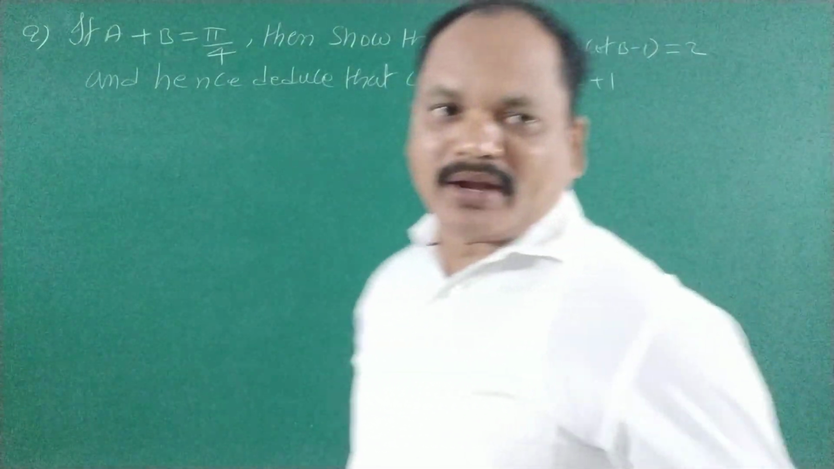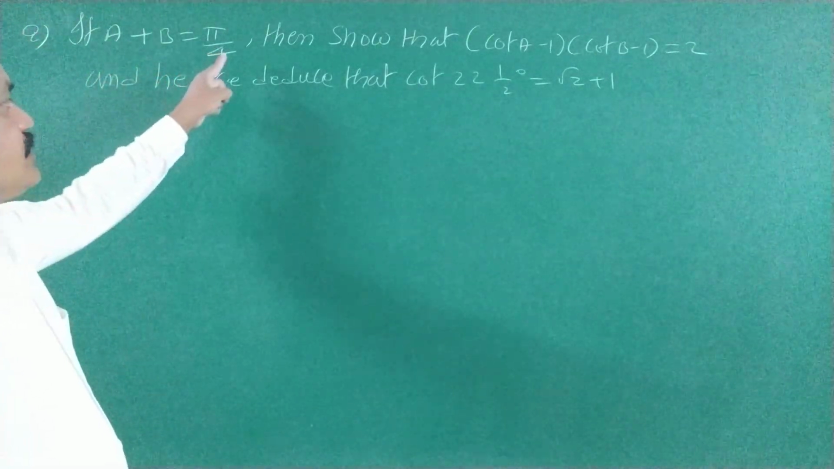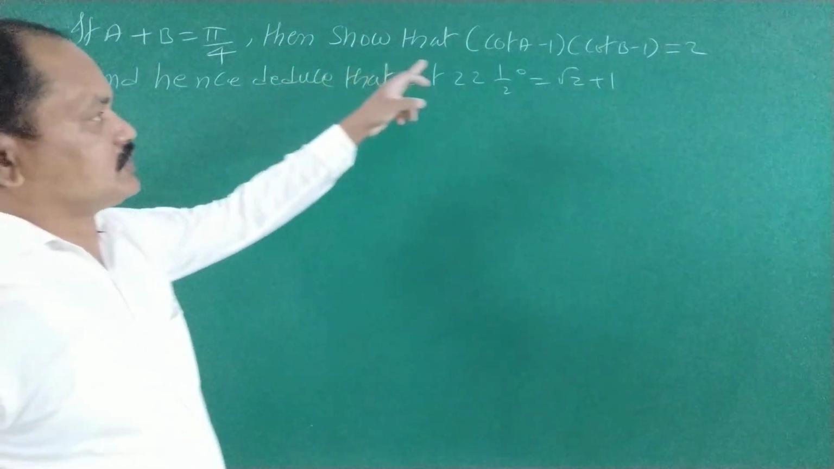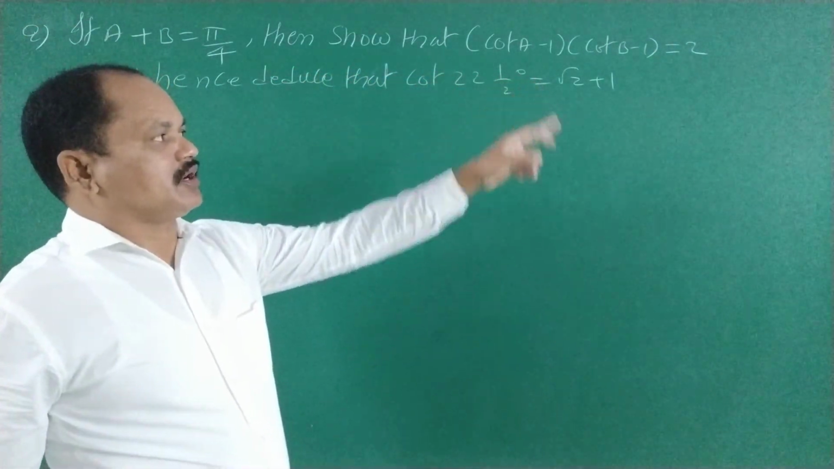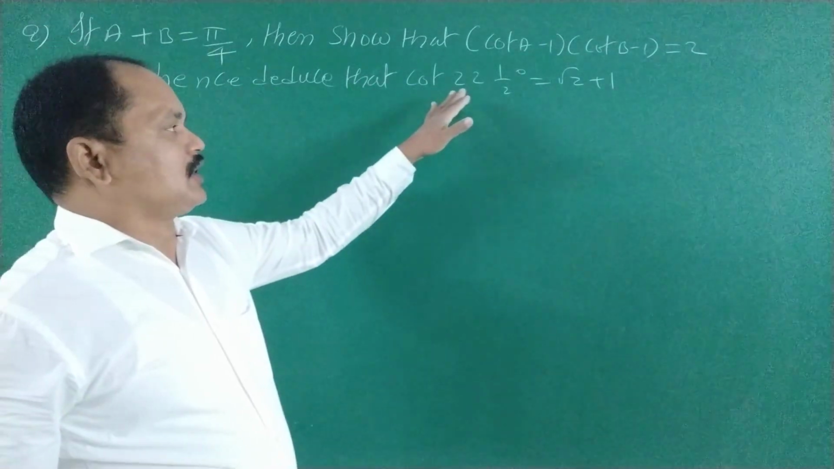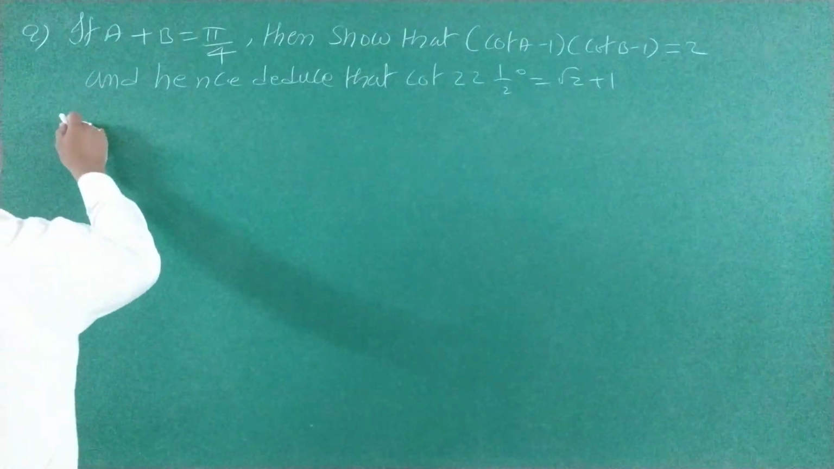Now we are going to one more question similar to the previous model. That is, if a plus b is equal to pi by 4, pi by 4 means 45 degrees, then show that cot a minus 1 into cot b minus 1 is equal to 2, and hence deduce that cot 22.5 degrees is equal to root 2 plus 1. Okay, now proof for this.